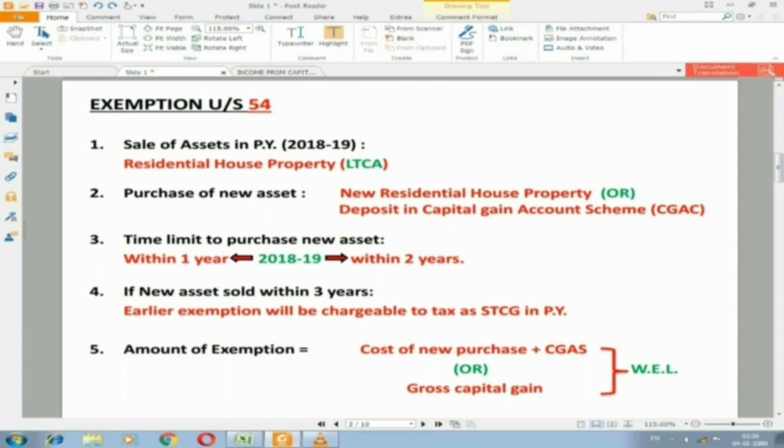One more piece of information I want to give: if the house property is purchased, the time limit is within 1 year before the sale or within 2 years after the sale. If the house property is constructed, then the time limit will be longer. So after the sale, within 3 years they need to construct that particular house property. This also you are supposed to remember.